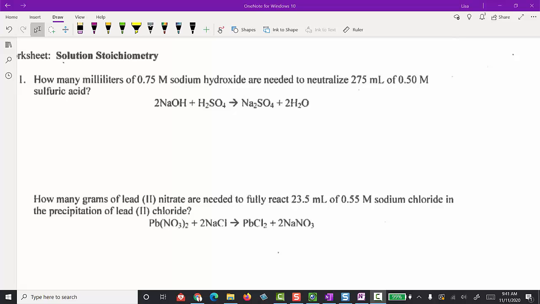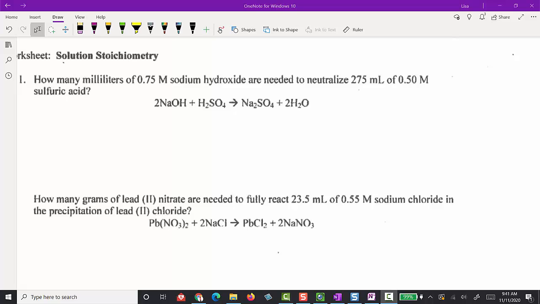For solution stoichiometry, essentially what we're doing is combining molarity with our BCA tables. I'm going to use the worksheet that I posted for examples, because just seeing how we work through the problems is essentially going to be your notes for this topic.